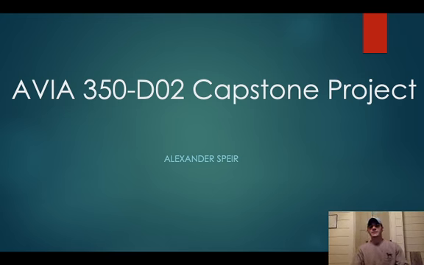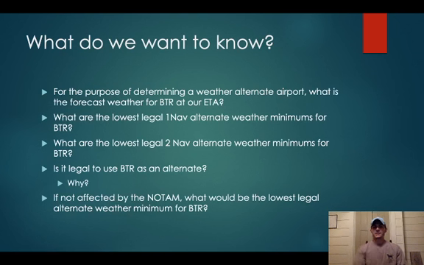Hi guys, my name is Alex Speir, and this is the Capstone project for AVIA 350 airline operations. The purpose of this project was to take the information that we've learned over the course of this term and apply it in a practical way, figuring out weather alternate airports using the 1nav 2nav method. We were given 5 questions to answer, so we're going to read them first, and then go through each one, and I'll tell you how I got the answer.